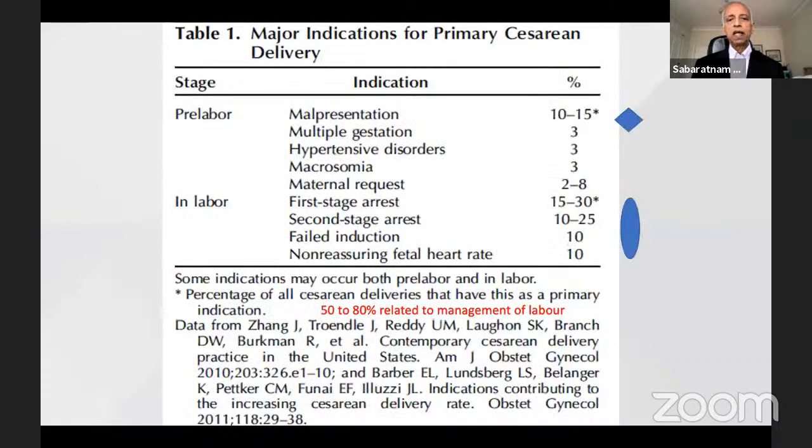So if we have a deep dive why we are thinking about labor as the cause, this paper explains that the first stage of labor arrest, that is 15 to 30%, and second stage 10 to 25%, these are the main culprits for increasing the cesarean section rate, in addition to failed induction and non-reassuring fetal heart rate. So if you can manage labor properly, including good auscultation of the fetal heart rate, then we can reduce the section rate by 50 to 80%. So management of the labor is the key.